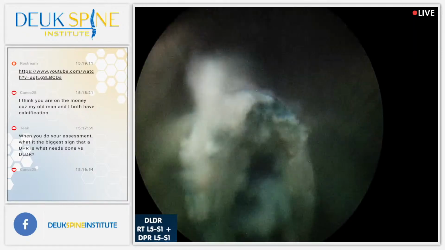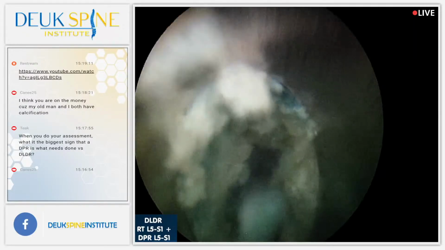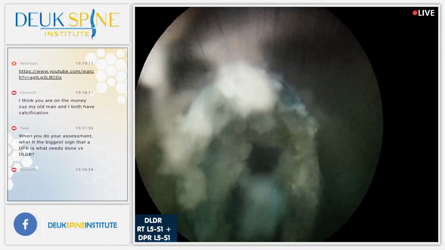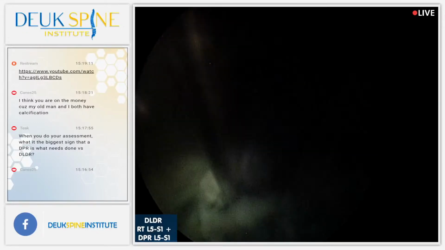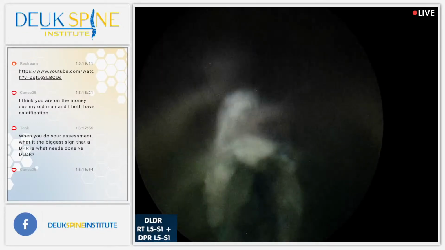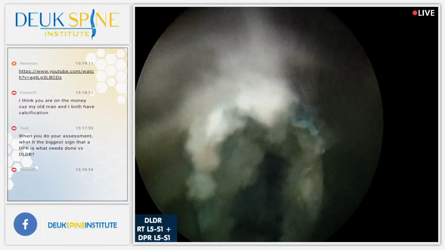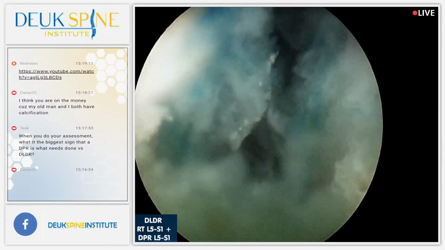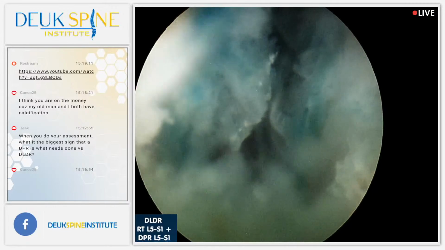Now, it doesn't mean it cures everybody's pain all the time, because if you have pain coming from the facet joint, then we're not operating on the facet joint. Well, we're not going to cure that pain. So you have to treat all the sources of pain to cure the pain.